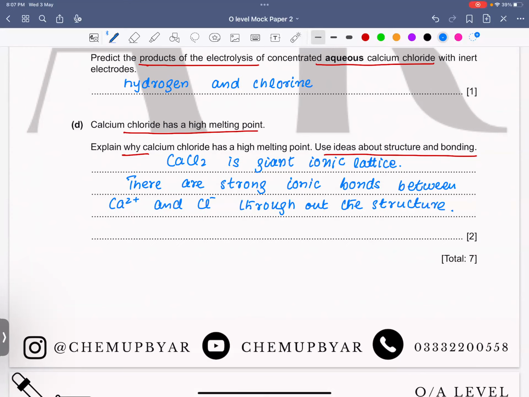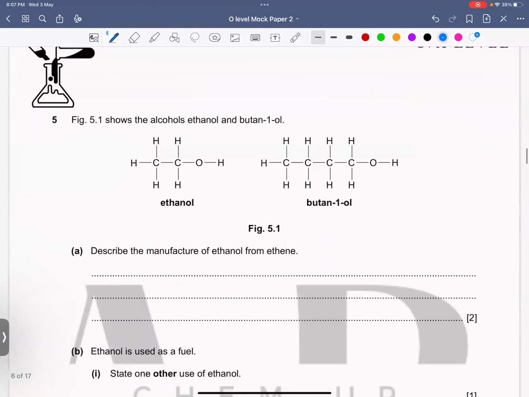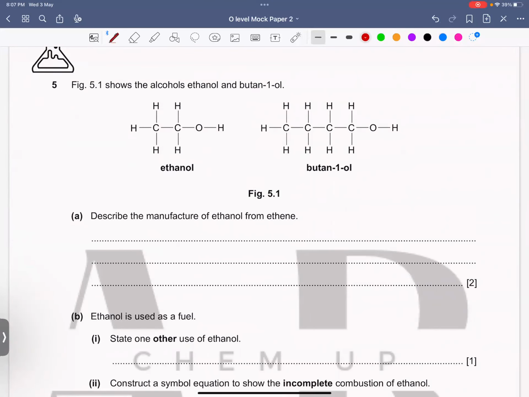Yes, sir. Now, question number 5. No, how is between the bonds? Which particles? So you must write there are strong electrostatic forces of attraction between the positively charged and negatively charged ions throughout the structure. You have to write throughout the structure because in the ionic lattice there is only one kind of attraction, which is actually throughout the structure.